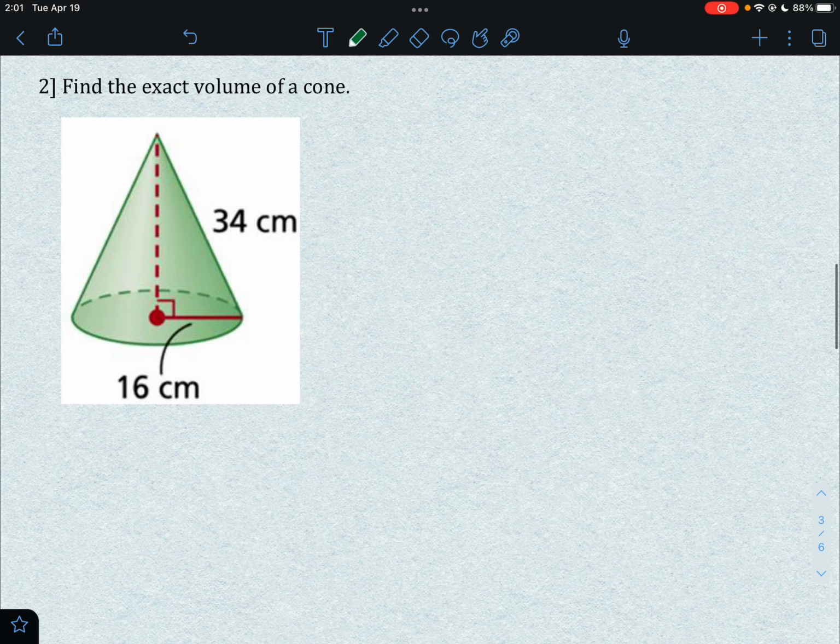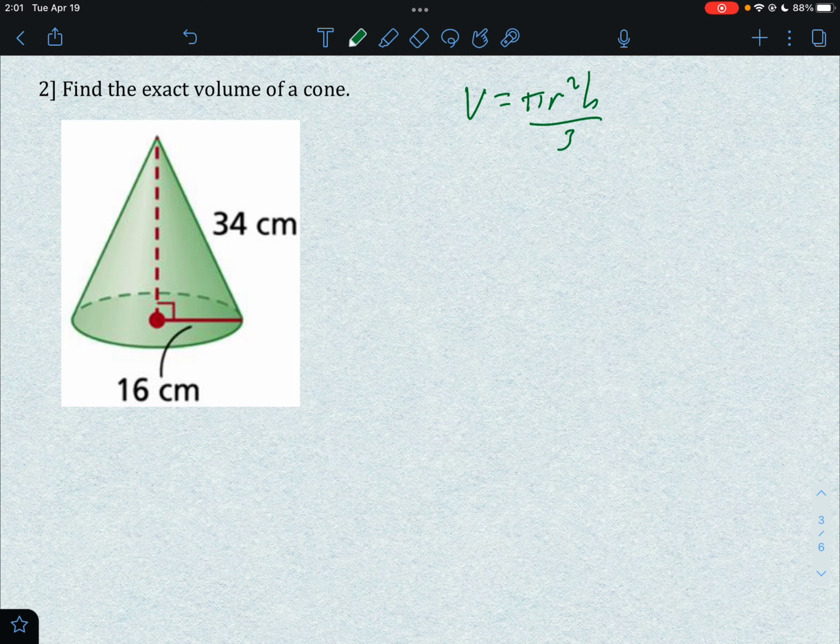Number 2, find the exact volume. So same formula, pi r squared h over 3. The problem this time, though, is that we don't have h. So hopefully you recognize our right triangle there. We can do the Pythagorean theorem. 16 squared plus h squared equals 34 squared.